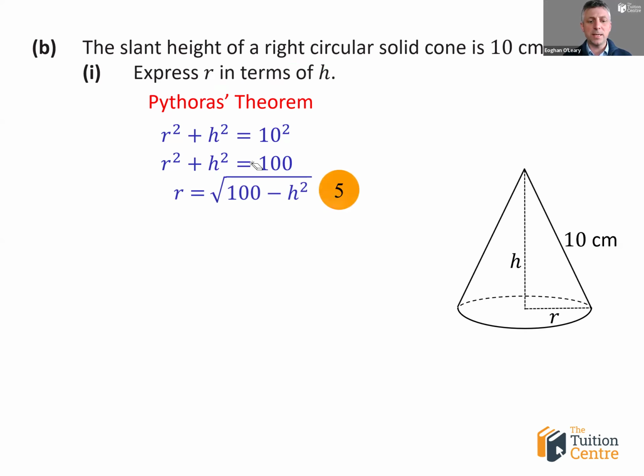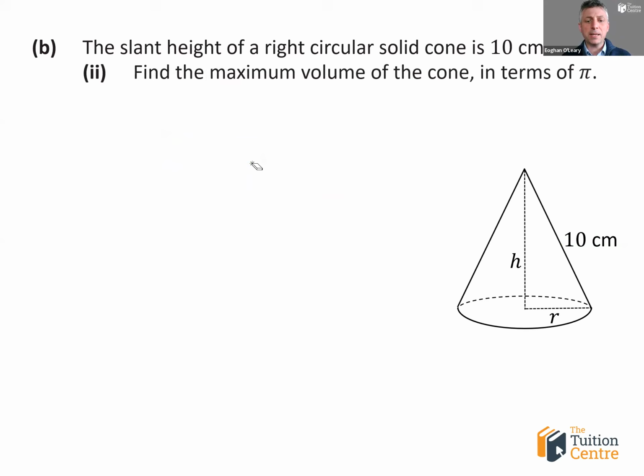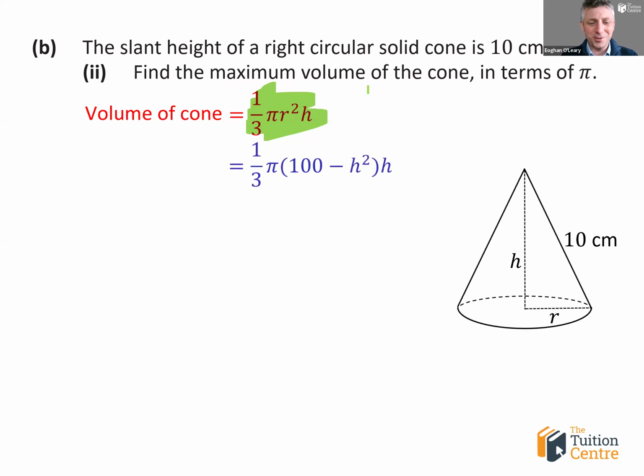And again, completely separate to part A. Find the maximum volume of the cone in terms of pi. So here is our volume. As it stands over here, we have an issue in that we have two variables. So we cannot differentiate with two variables on the right-hand side. When you get to college next year, you'll be able to do it. But we sub in 100 minus H squared for R squared. That gives us the volume of the cone in terms of H only.